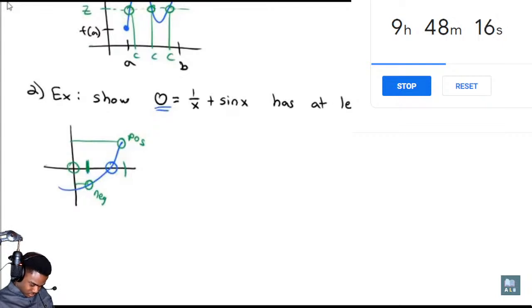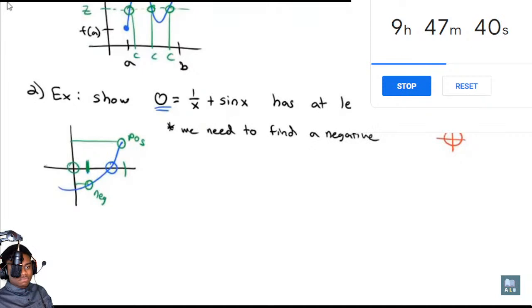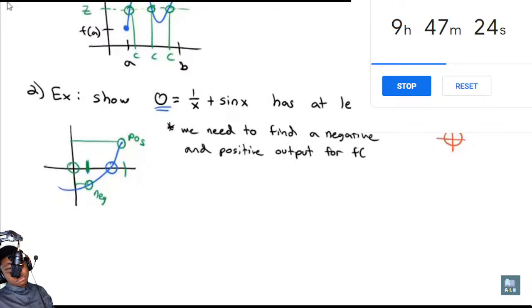Well, one thing we know about sine is, where is sine positive? We're going to add sine of x. Well, sine is the y-coordinate on the unit circle. So let's make a note of what we're doing here. We need to find a negative and positive output for f of x. And then 0 between it must exist as an output.